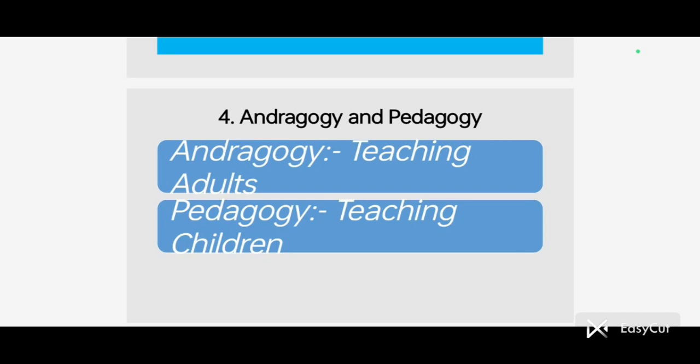Now, in the first part of this video content, we are going to see andragogy and pedagogy. Andragogy and pedagogy are technical terms for learning. Andragogy is the science of teaching adults, whereas pedagogy is the science of teaching children. The regular learning that most of us passed through from kindergarten up to high school completion is known as pedagogy. Pedagogy is the science of teaching children. Andragogy is the science of teaching adults.